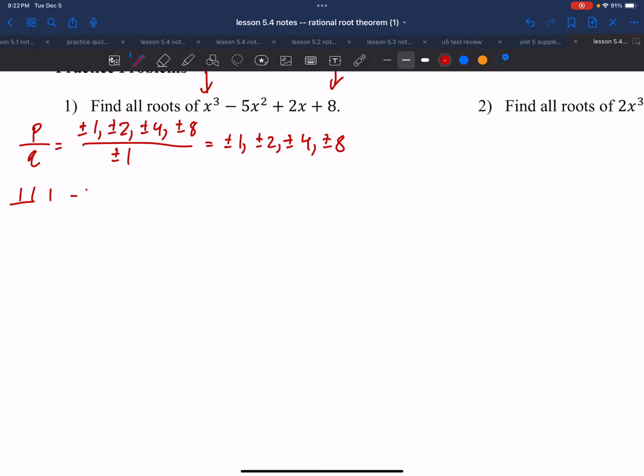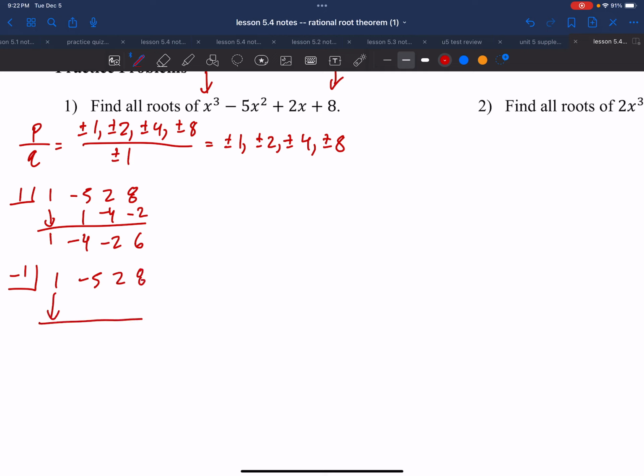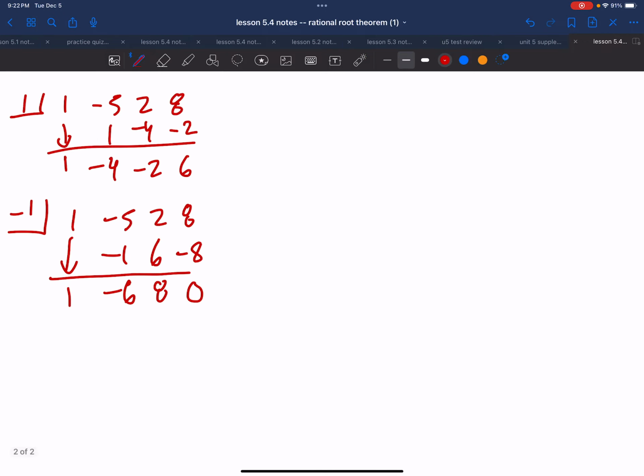Let's say 1, negative 5, 2, and 8. These answers I don't remember, so we're just going to do them. Okay, so 1 didn't work. Let's try negative 1. I'm not going to explain synthetic division every time, right? 1 times negative 1 is negative 1. I'm just doing this. You're following along. Oh, thank God. We got lucky. Negative 1 was a root. Yay. I was wondering how many of these we were going to do. Negative 1 worked with synthetic division.